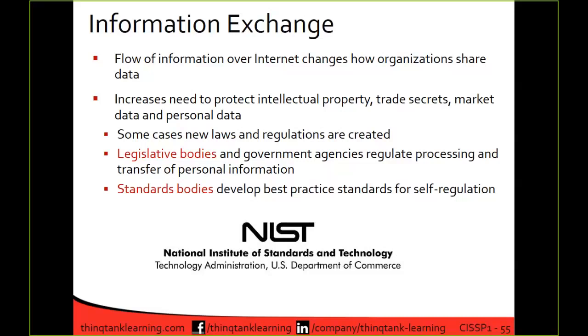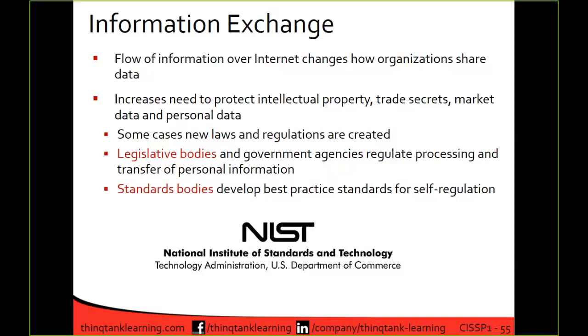A legislative body or even a government agency is anybody that's going to regulate the processing and transfer of personal information. We have different legislative bodies that handle different business units and business sectors, and I'll talk about some of those different legislative bodies as we go through the rest of our discussion today, especially in this particular section.